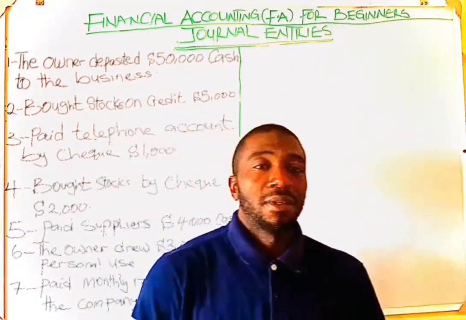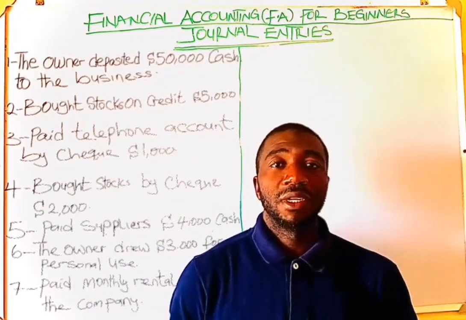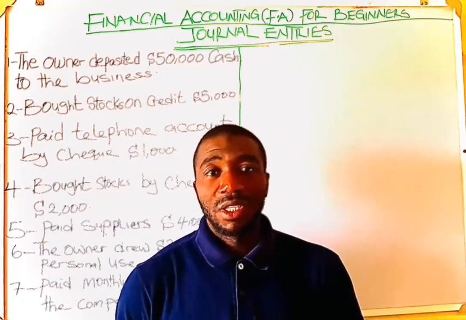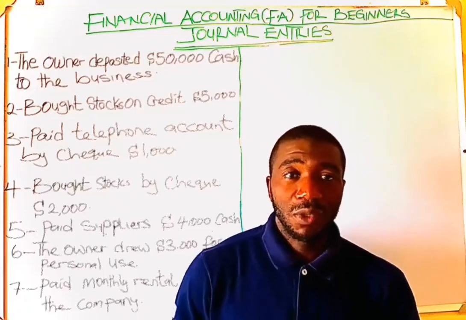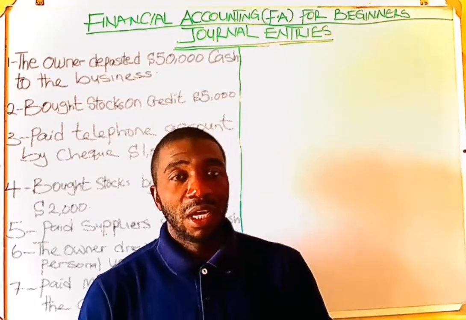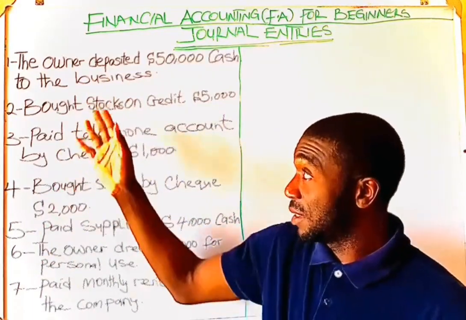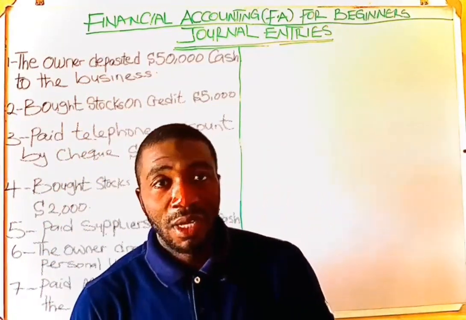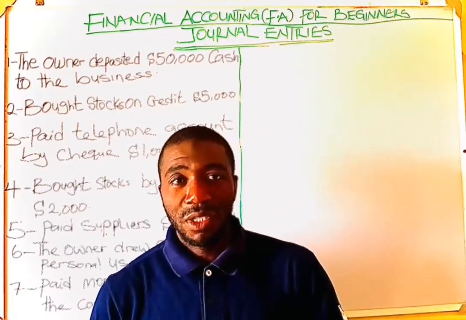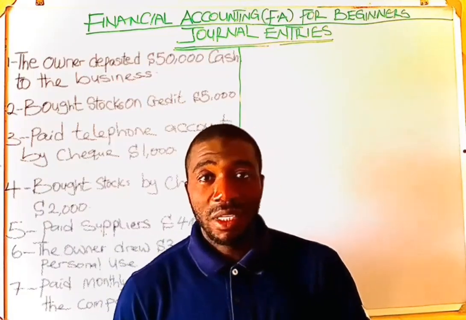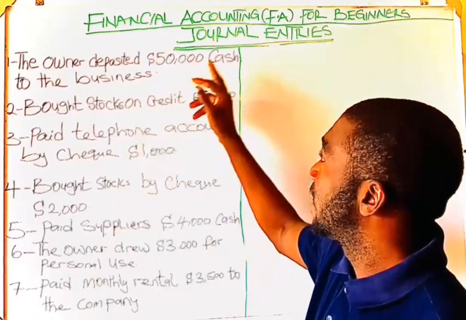Welcome to the Academy. In our last video, we looked at the accounting equation, where we gave an example with a financial transaction that confirmed our equation: assets equal equity plus liability. We also talked about the double entry principle, one transaction with two accounts, one debit and one credit. And today we're going to look at journal entries.